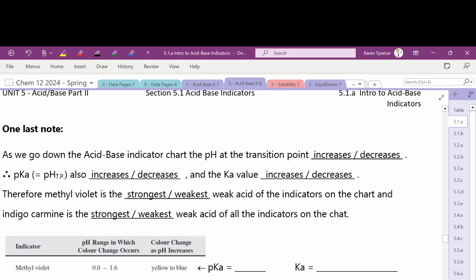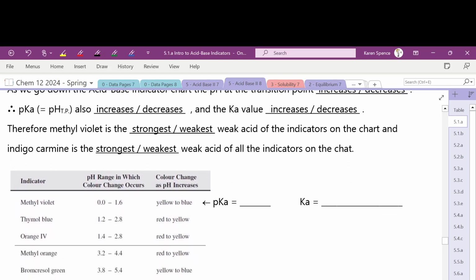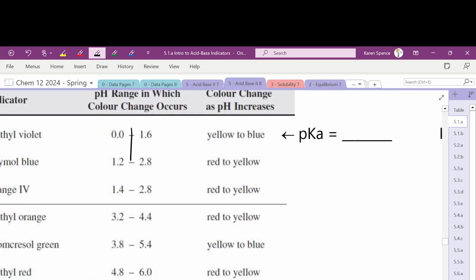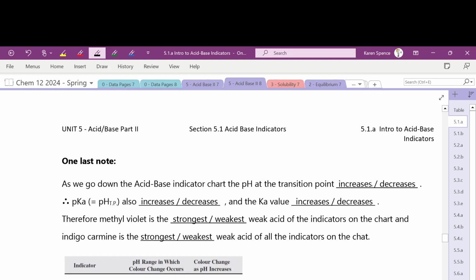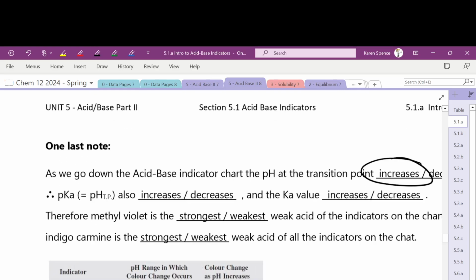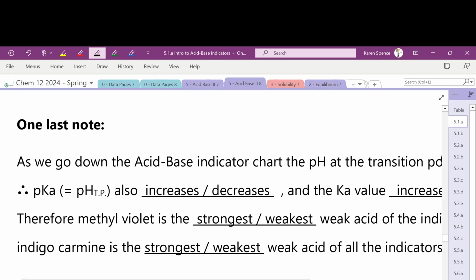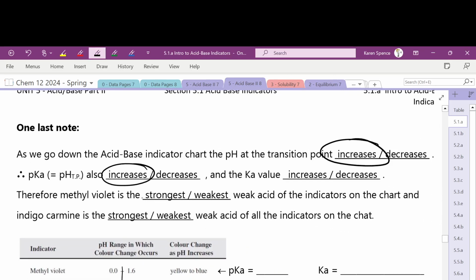As we go down the acid-base indicator chart, what's happening to the pH at the transition point as we go down? It increases. What does that mean about our Ka value? pKa rather. pKa, which is equal to pH at the transition point, also increases. And if pKa is increasing, what's happening to Ka? It's decreasing.